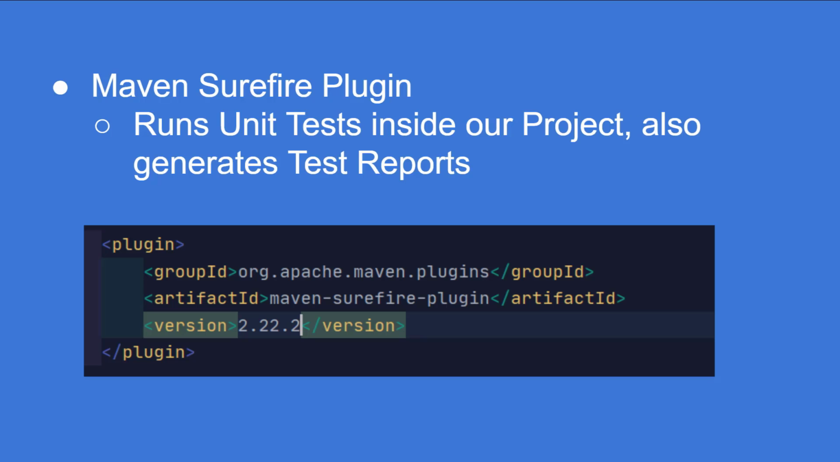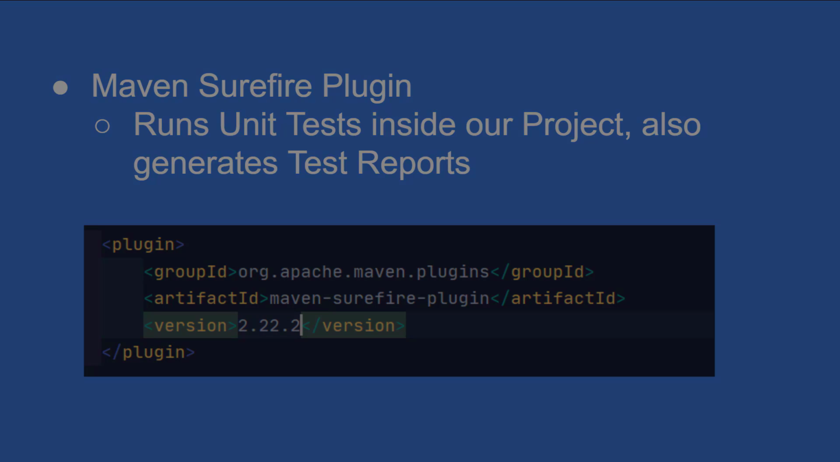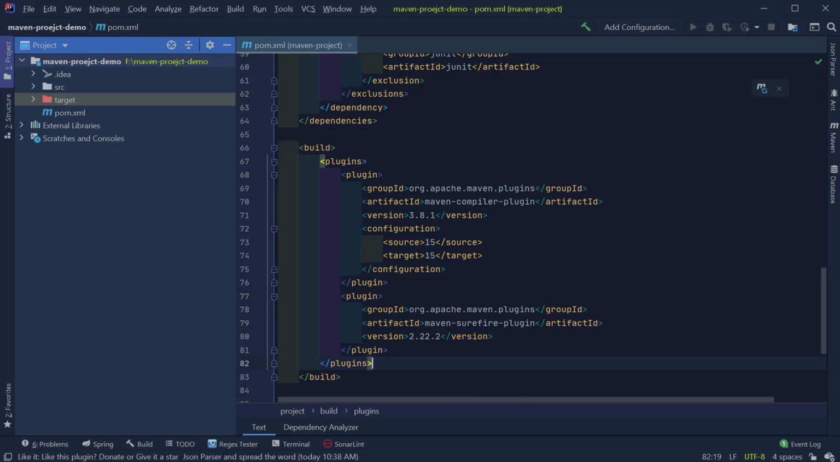The next plugin we are going to talk about is the Maven Surefire plugin. Using this plugin, we can run our unit tests inside our Java project. To configure the plugin in your project, add the group ID of the plugin as org.apache.maven.plugins and artifact ID as maven-surefire-plugin. At the time of producing the tutorial, the latest version of the plugin is 2.22.2.